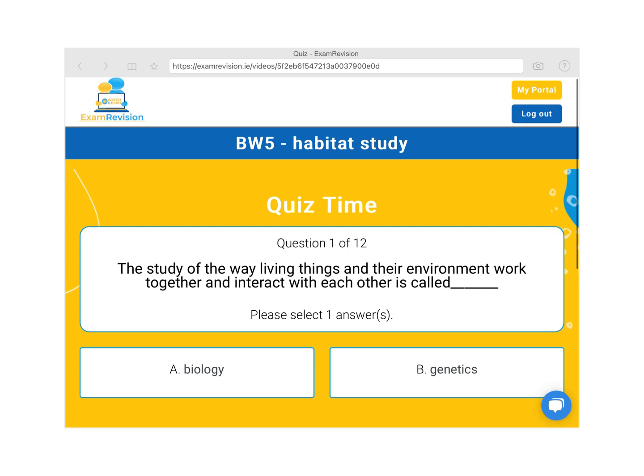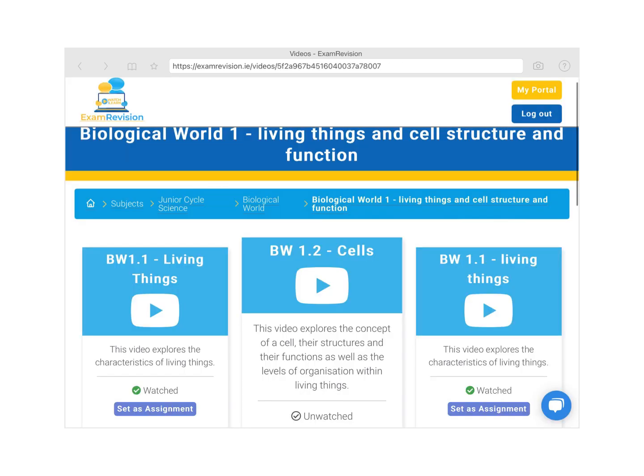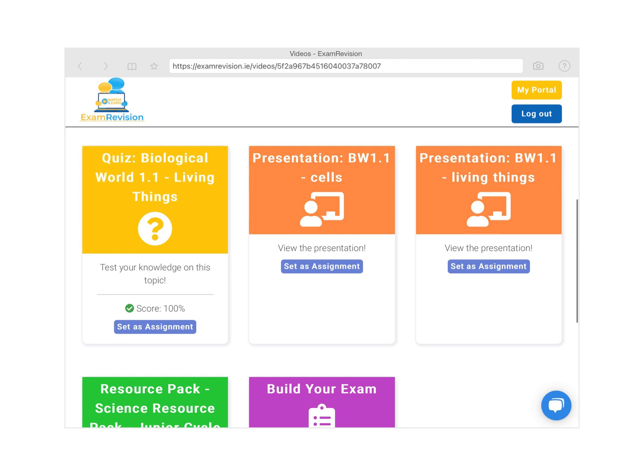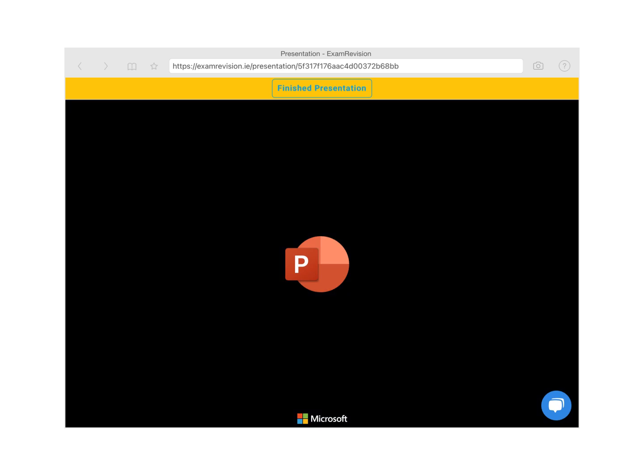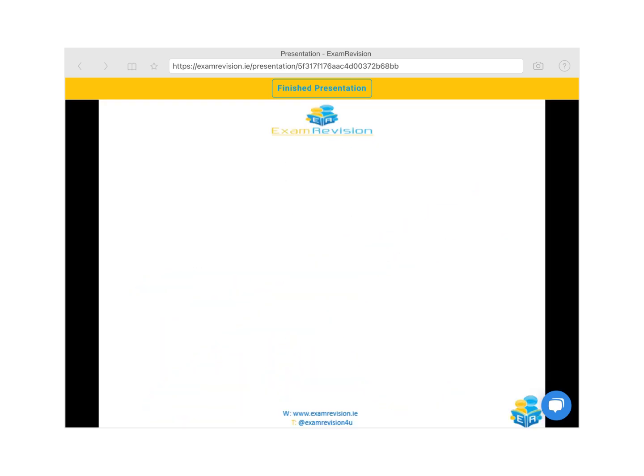Now, if we scroll down a little bit further, we can press into biological world 1. We do have PowerPoint presentations there as well on all of the topics within junior cycle science. It'll take a minute or two to load up, but then a PowerPoint presentation will appear, and you can flick through that as well and pick up even more notes.